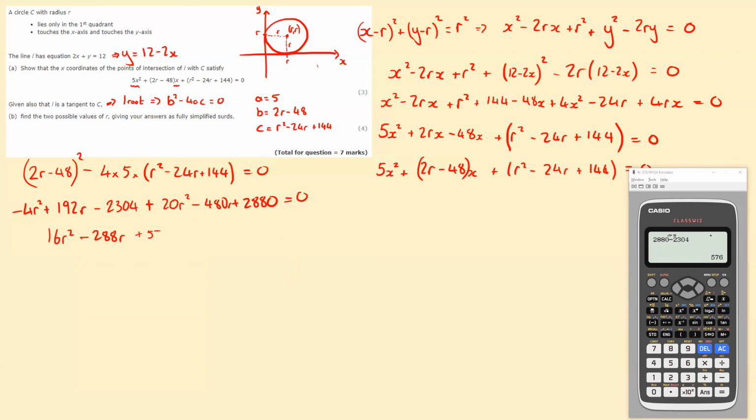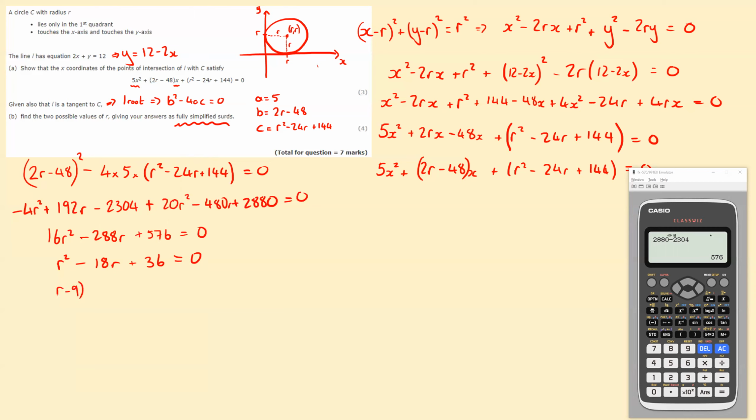And all of these numbers are actually divisible by 16. So divide this by 16, you get r squared. This one, you get 18. And this one is 36. You're not going to be able to factorize this because they're giving us a hint here to say fully simplified surds. So you should probably use your calculator or do what I'm doing, which is to complete the square.